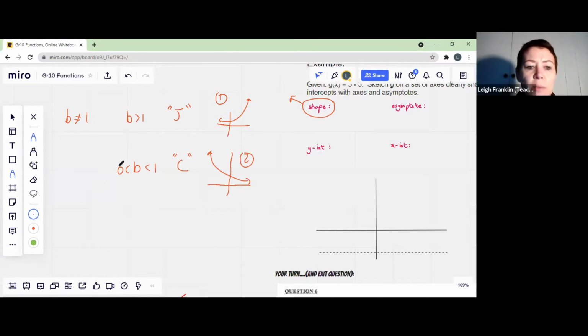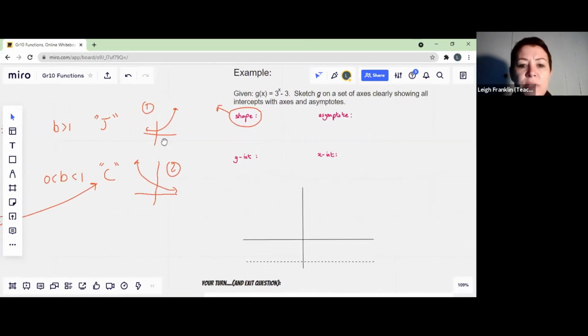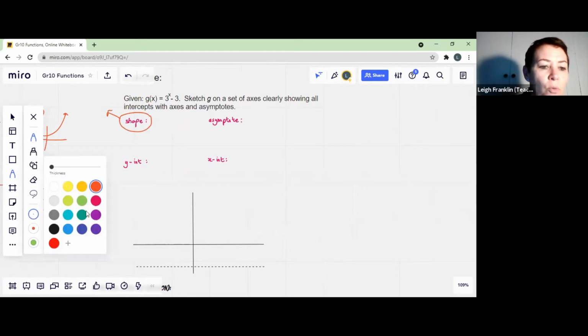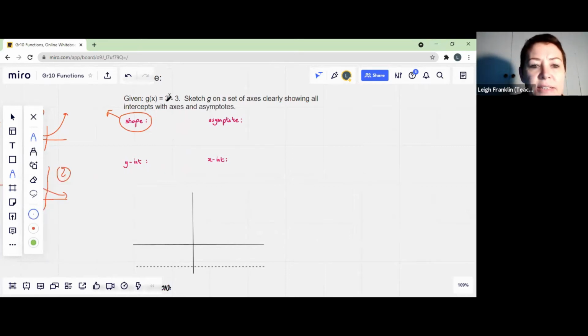In this situation over here, b is between 0 and 1, so it's a fraction. It could be something like a half, or a third, or a quarter. And then it results in this C shape. I'm not going to talk about why that happens now, but we will later. First of all, let's go back to our graph that we said we were going to sketch. The base in this case is the number 3, the one that I'm putting the little pink line underneath. So b is equal to 3.